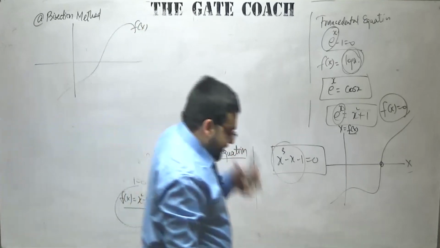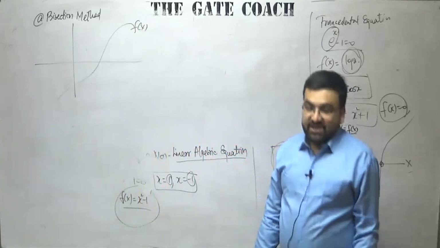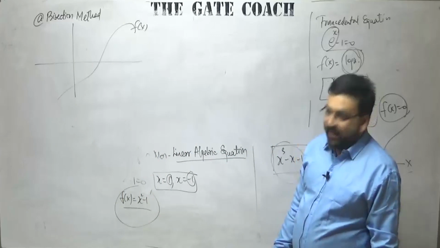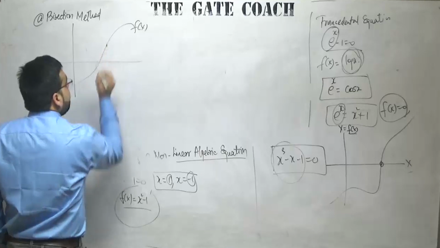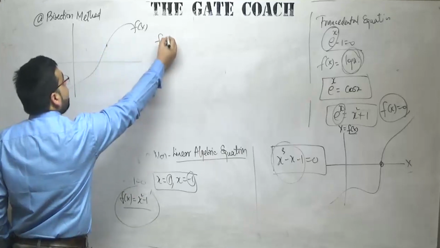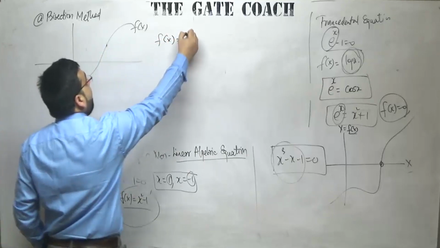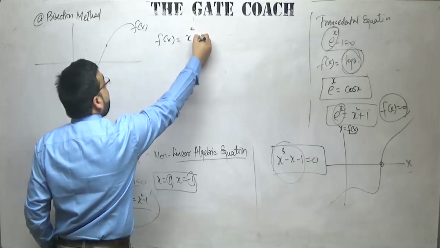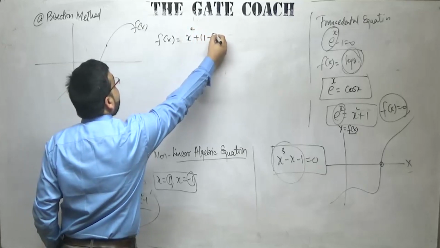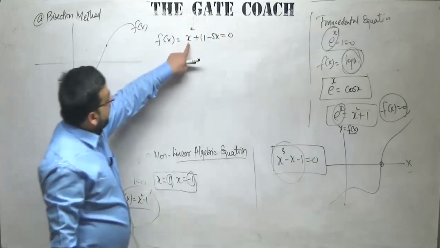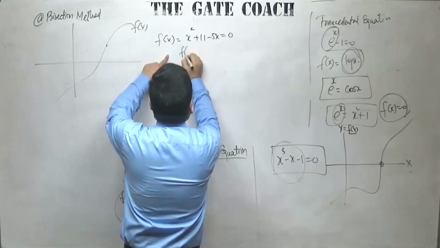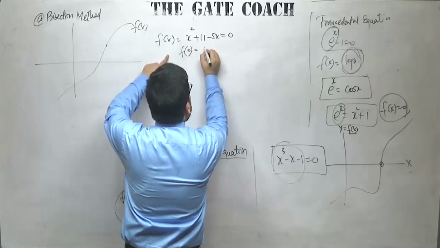By hit and trial method, you get one value of x which gives you f of x greater than 0. For example, let us say f of x is equal to x^2 + 11 - 5x, equal to 0. You put x equal to 0. If you put x is equal to 0, f of 0 will be equal to 11.